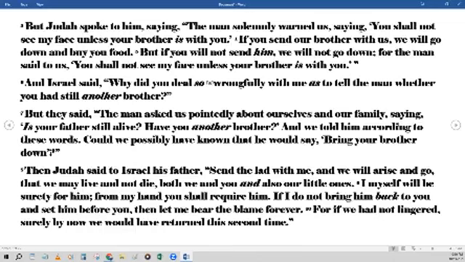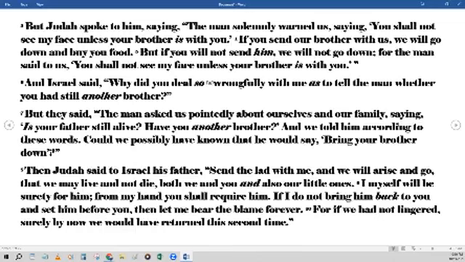And Israel said, why did you deal so wrongfully with me as to tell the man whether you still had another brother? But they said, the man asked us pointedly about ourselves and our family, saying, is your father still alive? Have you another brother? And we told him according to these words. Could we possibly have known that he would say, bring your brother down?